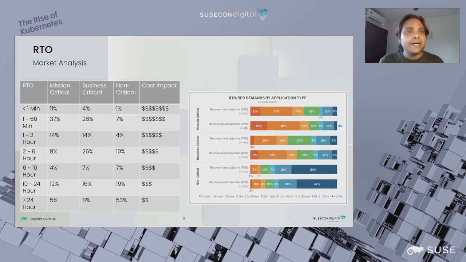Here, 11% of mission critical systems require an RTO of less than 1 minute, meaning those systems should be available within a minute, while just 4% and 1% of business critical and non-critical systems require an RTO of less than 1 minute. In contrast, 53% of the non-critical systems and just 8% and 5% of the other systems require an RTO of more than 24 hours. So it is really wise to analyze your risk assessment and accordingly plan the recovery objectives.